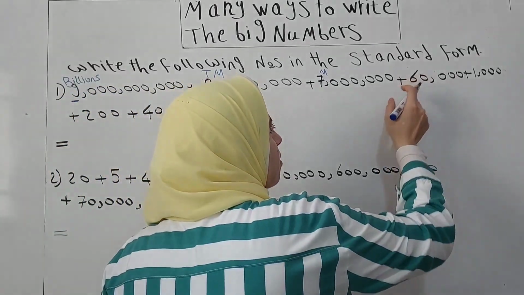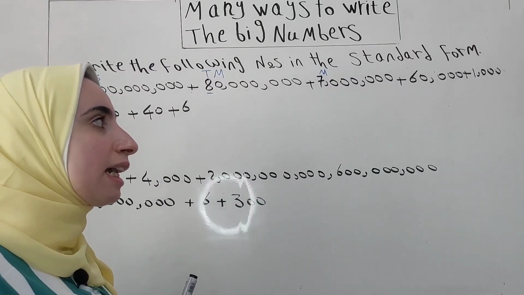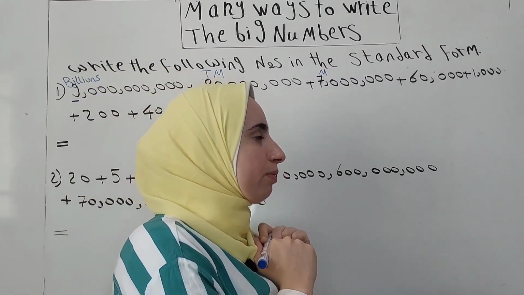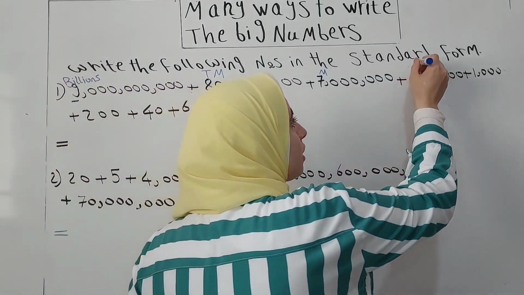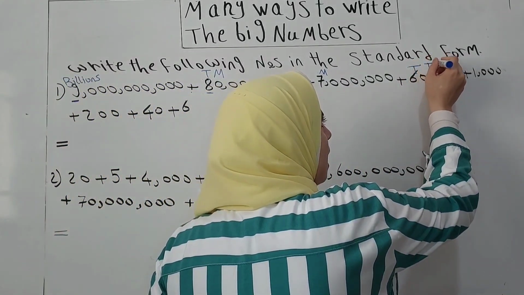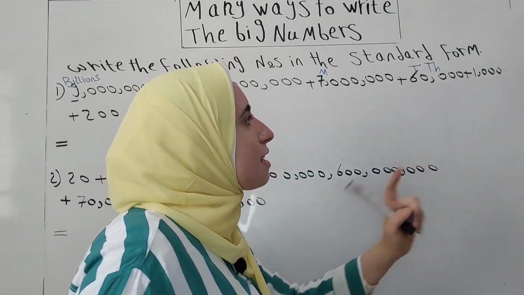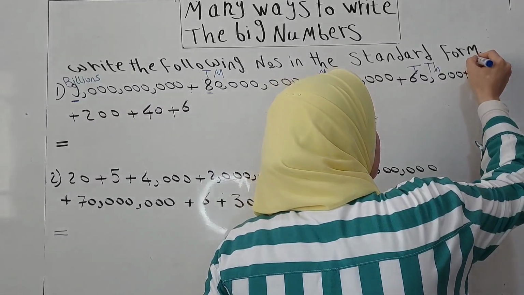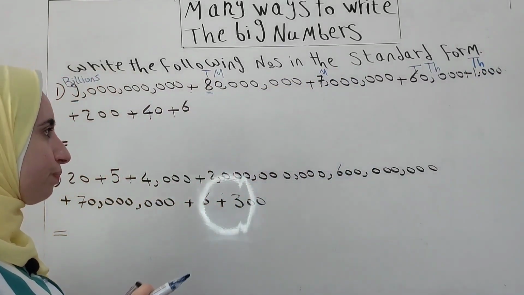Now, the digit 6 is in the second family, and the second family is called thousands. In which place? Ones or tens? Tens. Tens what? Ten thousands place. And the digit 1 is in the thousands place, because we have 3 zeros.